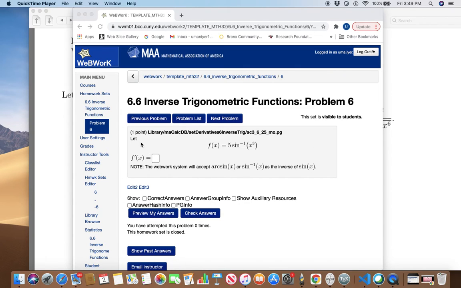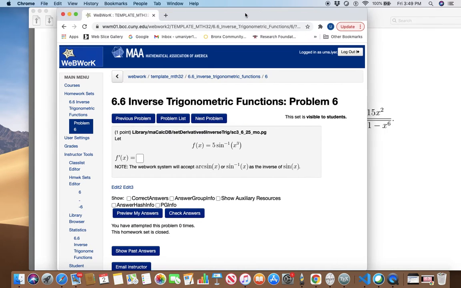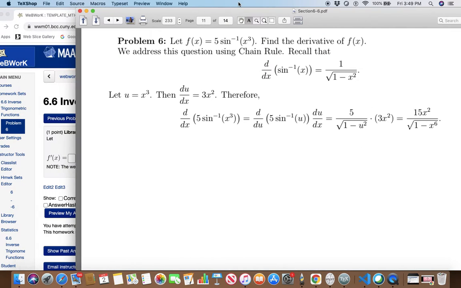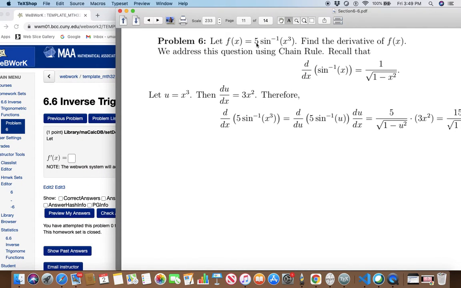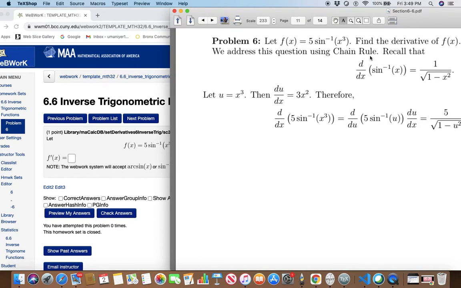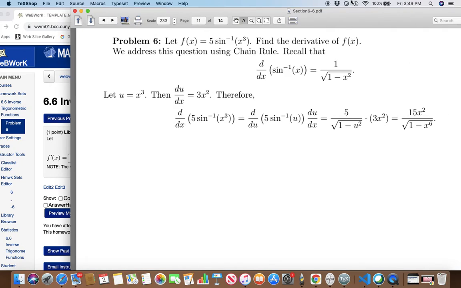Problem 6. Let f(x) be 5 sine inverse of x cubed. Find its derivative. Okay. So, f(x) is 5 sine inverse of x cubed, right? To find its derivative, we need to use the chain rule. First, recall, derivative of sine inverse x is 1 by square root 1 minus x squared.